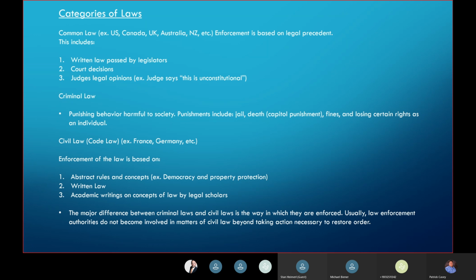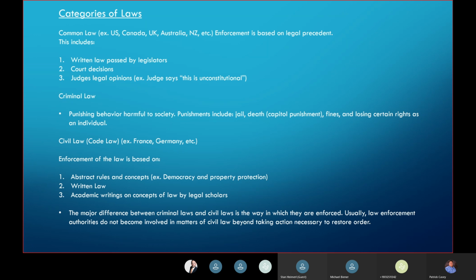If you hold a law degree in some countries, you can write articles, and those things can be used in a court of law to throw a judgment one way or the other. Now, you have to have that designation, of course, for that to be true, but just be aware of those things. The major difference between criminal laws and civil laws is the way in which they are enforced.